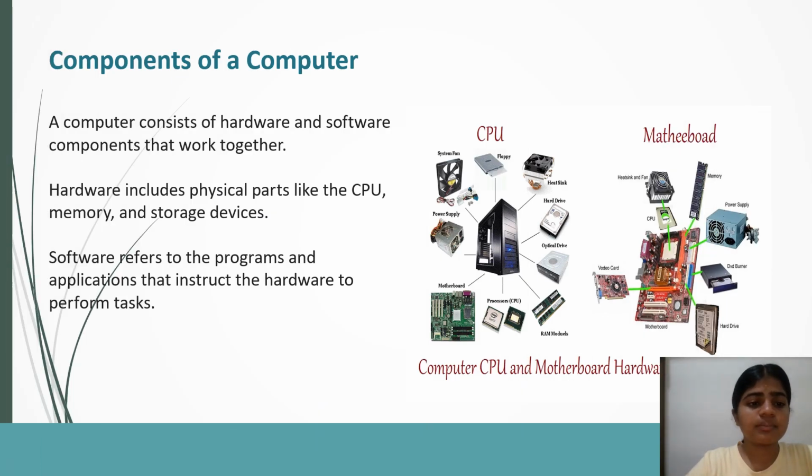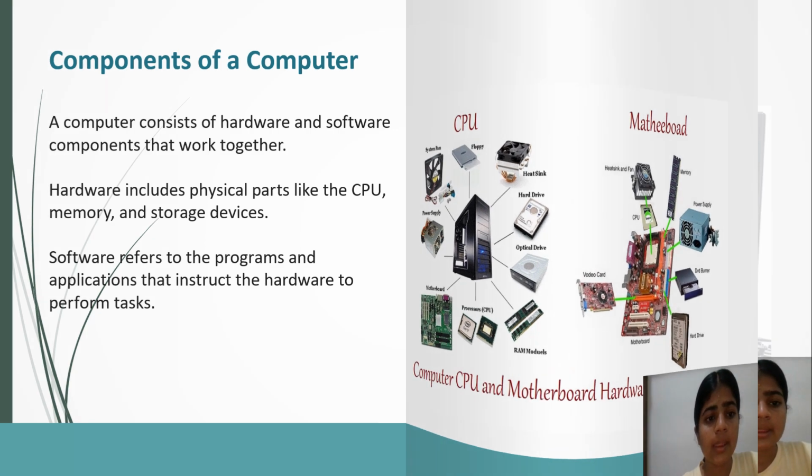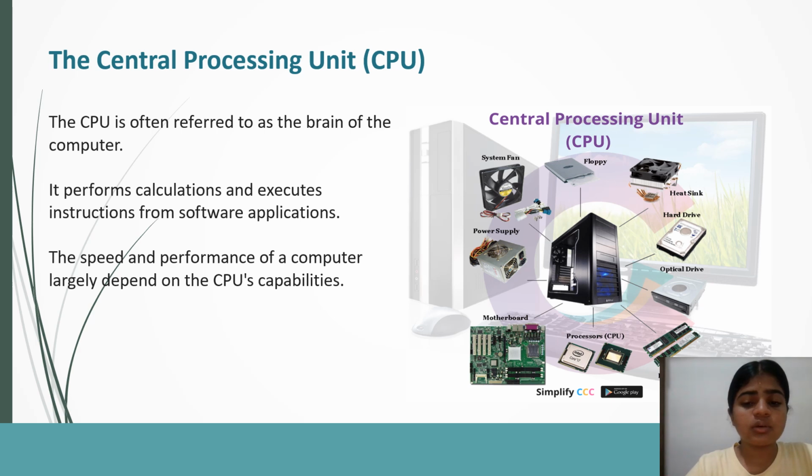Components of a computer. A computer consists of hardware and software components that work together. Hardware includes physical parts like CPU, memory, and storage devices. Software refers to the programs and applications that instruct the hardware to perform tasks. As we see on the screen, there are many things which can be stored, instructed, and performed as the input is given by a user. Let us go through this.